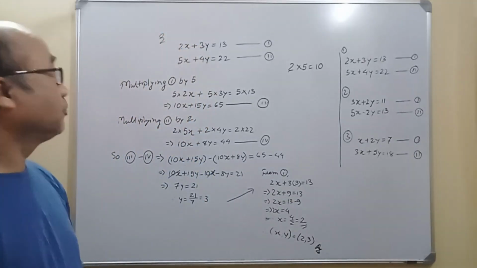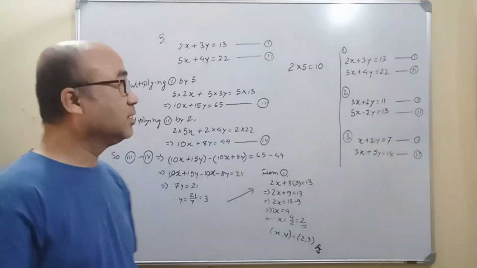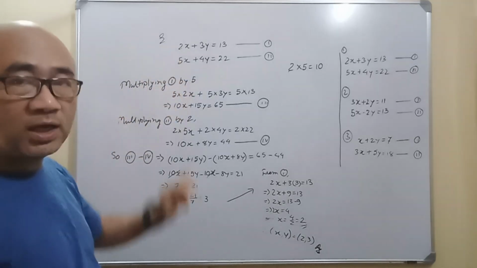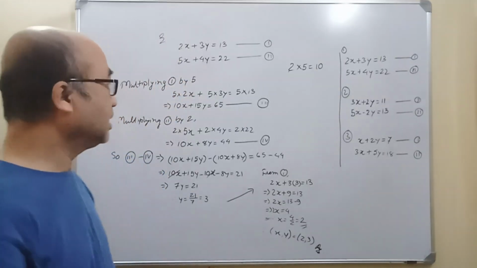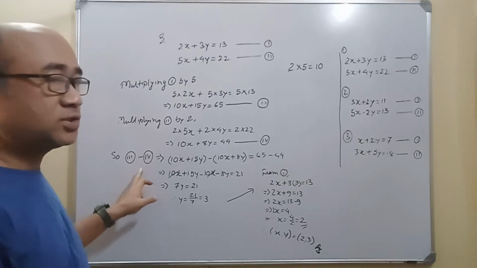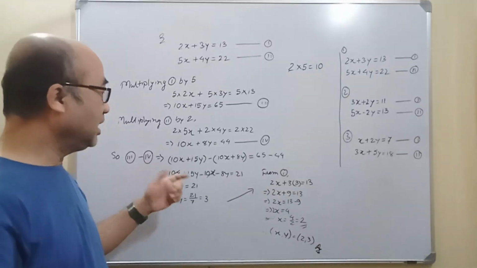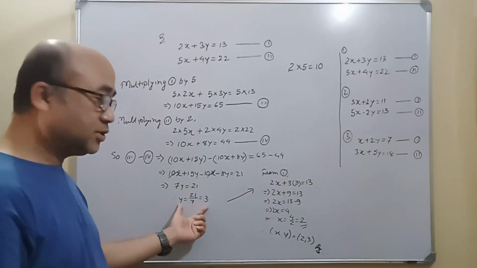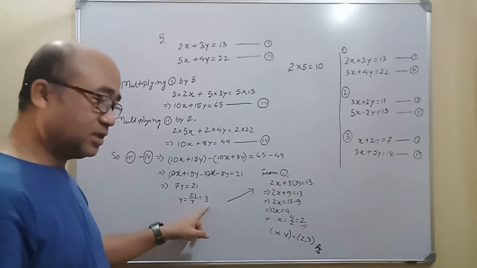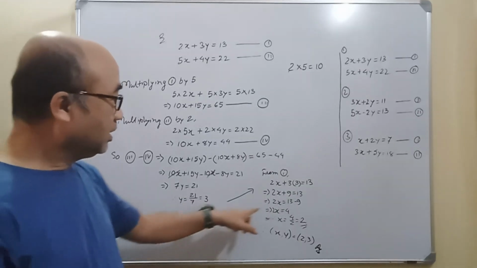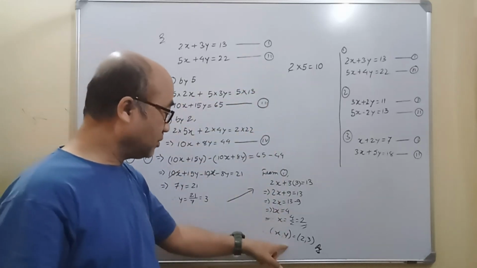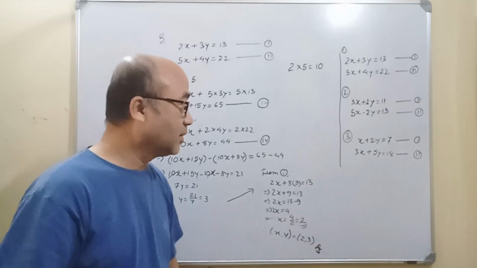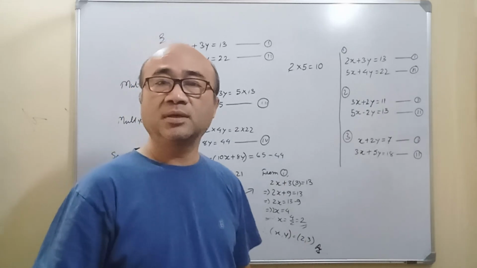So the point is, in the elimination method, first you have to make the coefficients of one of the variables equal, then either subtract the two equations or add the two equations to eliminate one variable, and then find the value of the other variable, then substitute that in one of the equations, then get the values of the two variables like this. And you can attempt these solutions yourself.